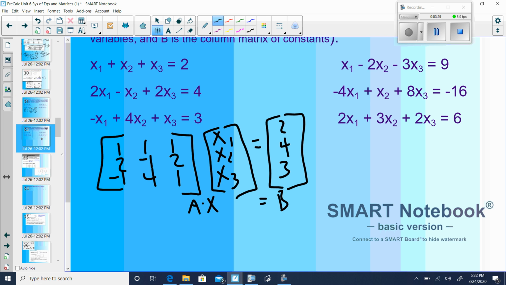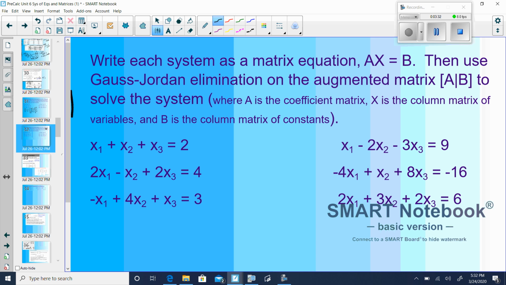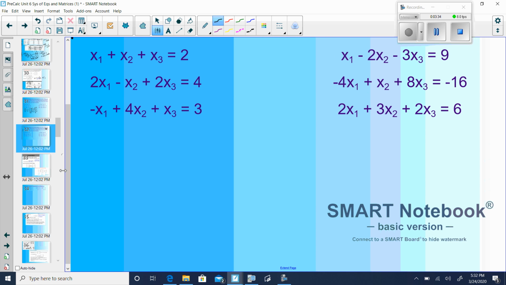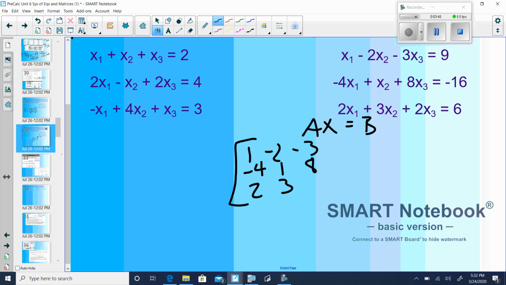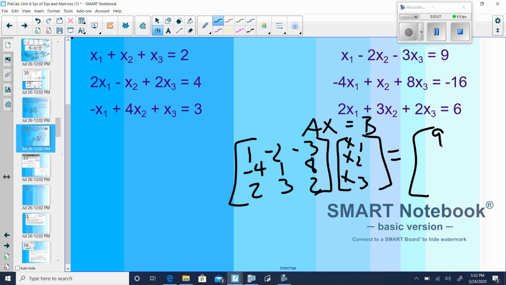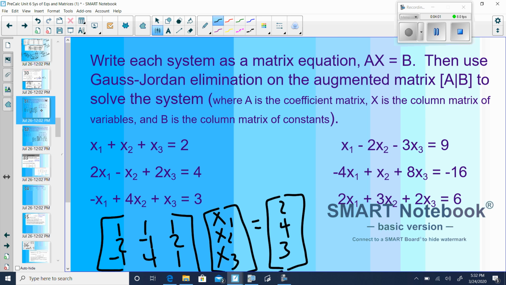So I'm going to go ahead and set this second one up over here in a similar manner. So we have AX equals B. So we have 1, negative 2, negative 3, negative 4, 1, 8, 2, 3, 2, times x sub 1, x sub 2, x sub 3 is equal to 9, negative 16, and 6. All right, we have that set up.